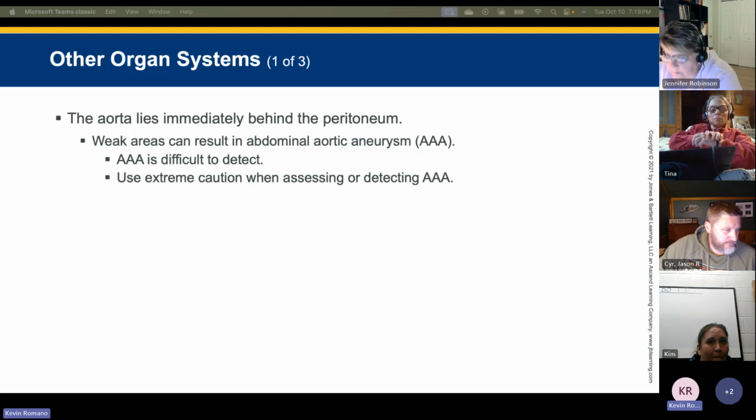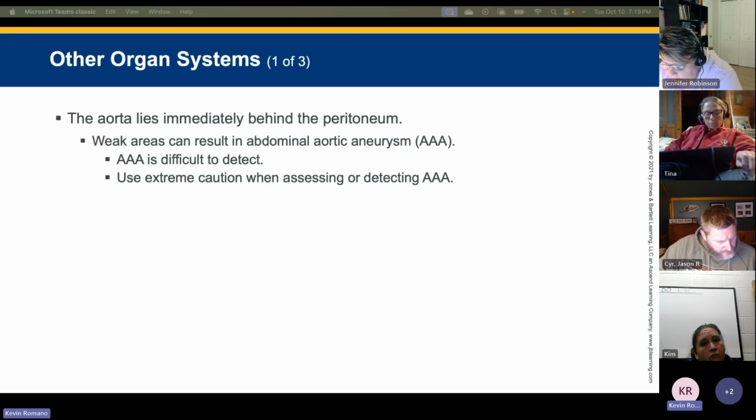So the aorta lies immediately behind the peritoneum. Weak areas can result in abdominal aortic aneurysm, a AAA. Abdominal aortic aneurysm is very difficult to detect. Okay, it's a back pain with a tearing sensation. Use extreme caution when trying to assess or detect the AAA. If the aneurysm tears or ruptures, massive hemorrhage may occur. They bleed out, and they have like a 10% chance of survival even on the operating table if they have an aortic aneurysm that tears. Okay.